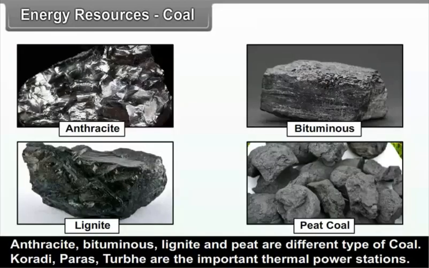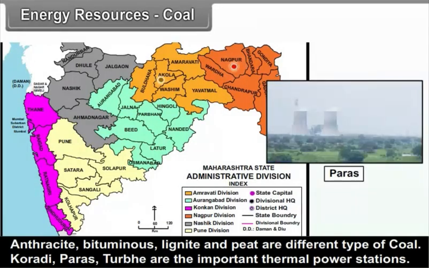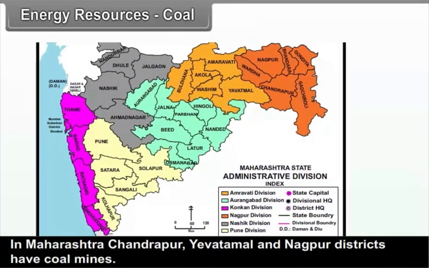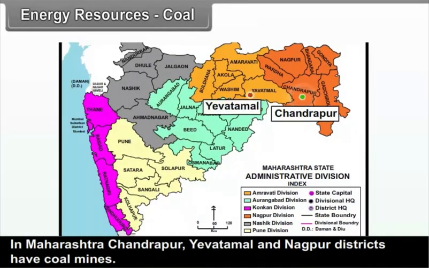Anthracite, bituminous, lignite and peat are different types of coal. Koradi, Paras, Parli are the important thermal power stations. In Maharashtra, Chandrapur, Yavatmal and Nagpur districts have coal mines.